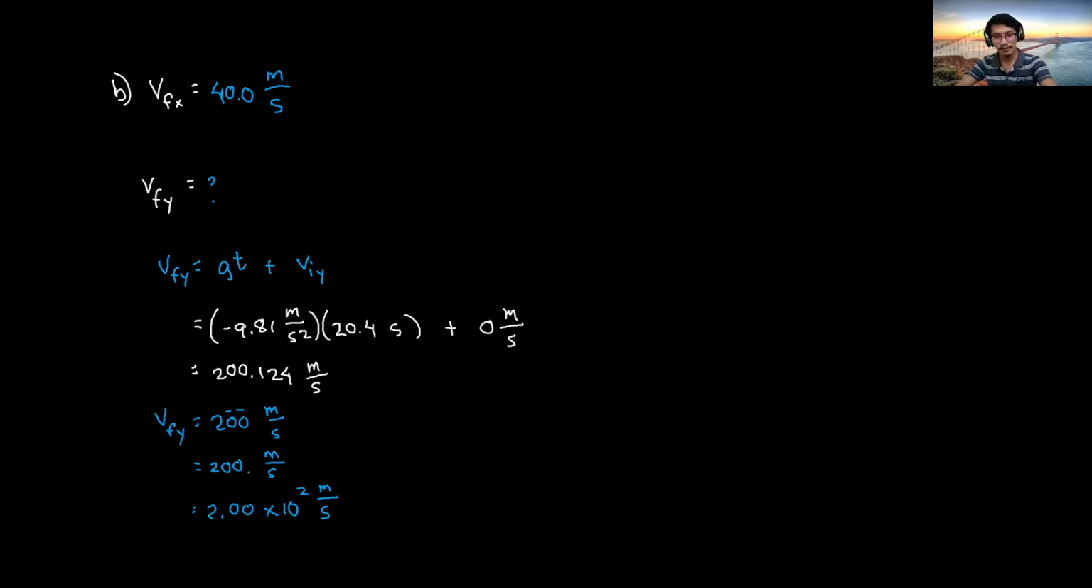Let us write here, VFY is therefore 200 meters per second. So that is it. That is our final answer in letter B. So let us read it. This is 40.0 meters per second. This is 200 meters per second. So there. Easy, right?